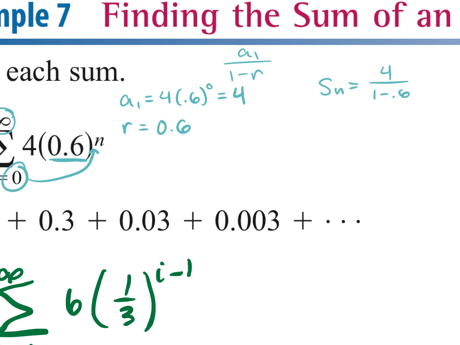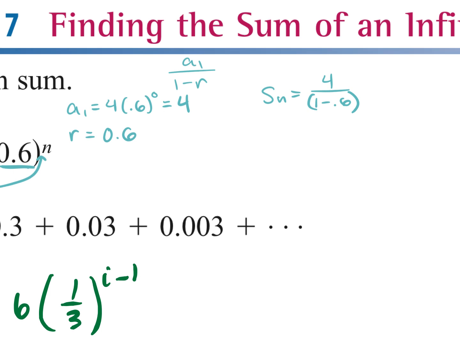So we can plug this all into the calculator at once. 4 divided by, make sure you use parentheses if you put it all into the calculator at one time. So 4 divided by parentheses, 1 minus 0.6. What do we get? 10.